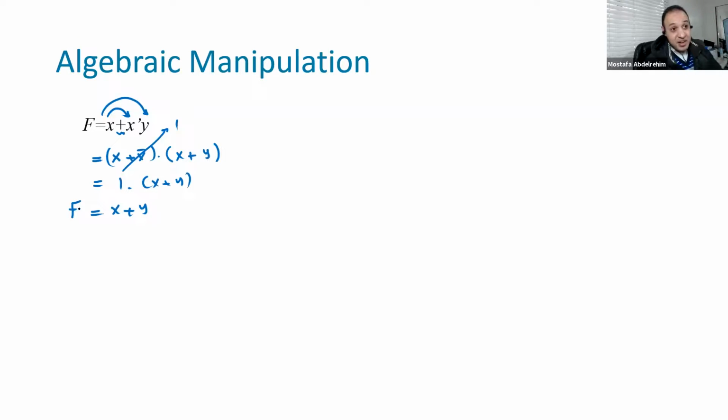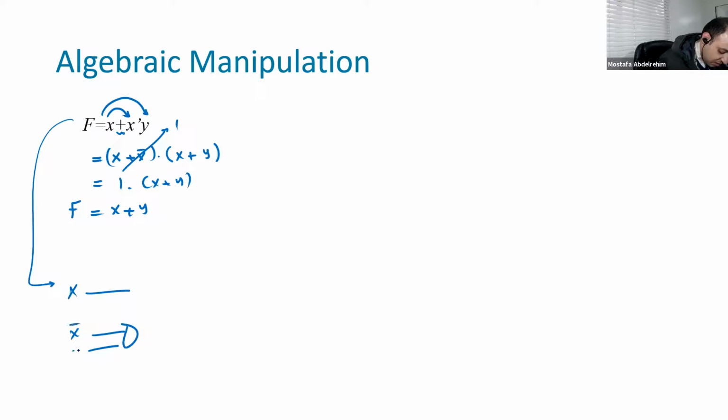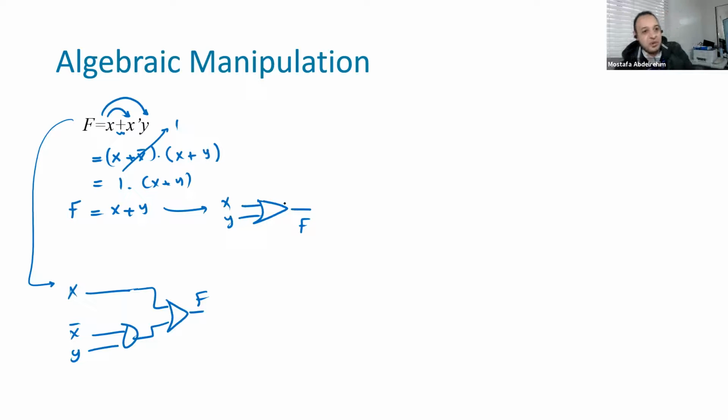Let's implement the first one. The original form is x, and you need an AND gate between x bar and y. Then you need an OR gate to OR them. How about this? This is just one OR gate. Again, 50% reduction. But wait a minute.